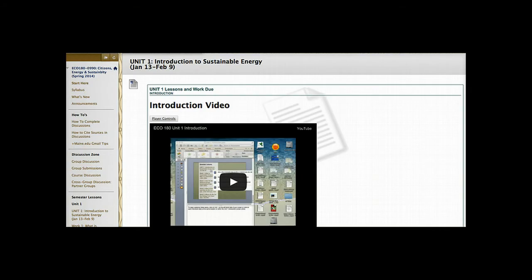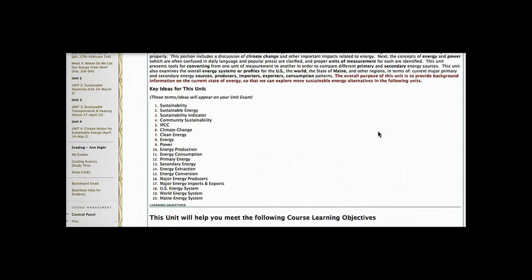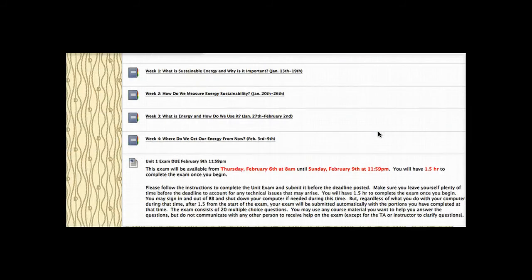At the end of this week, don't forget to take the Unit 1 exam. It will be available in the Unit 1 folder below the list of the 4 weekly folders. After Thursday, February 6th at 8 a.m., you will be able to click on this link and enter the exam. However, do not click on the link until you are ready to devote your full attention to the exam and until you have prepared and studied appropriately.